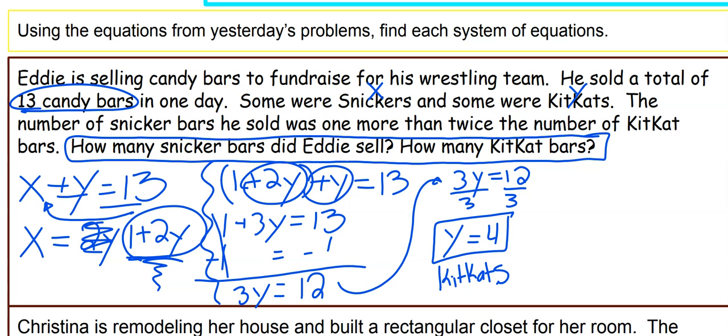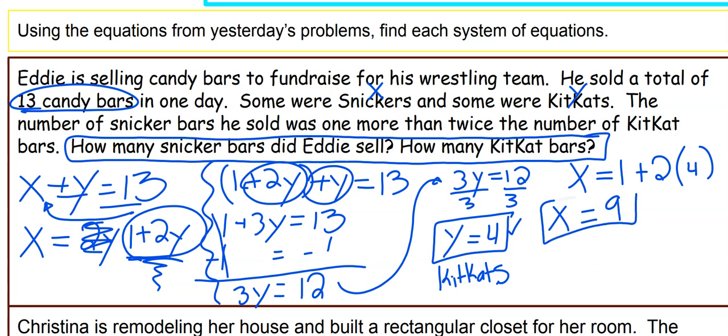You want to solve for X. Is there an equation that tells us how to get X directly? Is there an equation that tells us X equals something? The second one tells us X is equal to 1 plus 2Y. That means X is equal to 1 plus 2 times whatever our Y value is, which is 4. So X equals 2 times 4 is 8, plus 1 is 9. And then x measures Snickers.